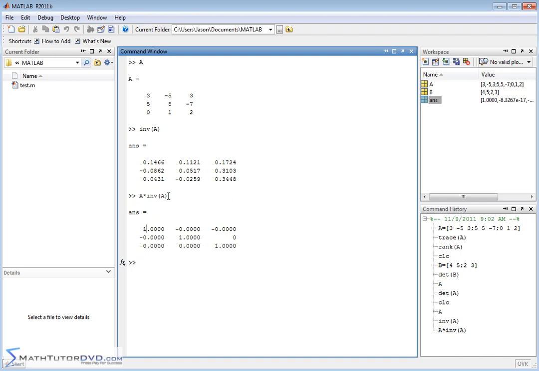That's the definition of a matrix inverse. When you multiply it by the original matrix, you should get ones along the diagonal, and that's what we get here. So that's how you calculate a matrix inverse.